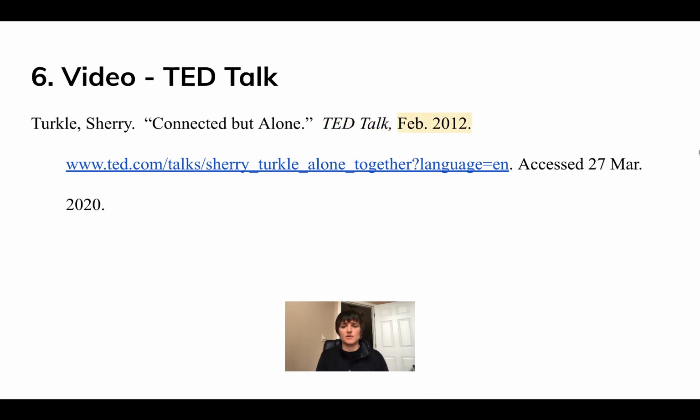Next, we have February 2012. We don't have a specific date that this was published, but we know that it was published in February of 2012. So we have that, followed by a period. Next, we have the location, in this case, a hyperlink or a URL. So there's the URL information. And lastly, again, I've included the date accessed just in case this information changes at a later date.